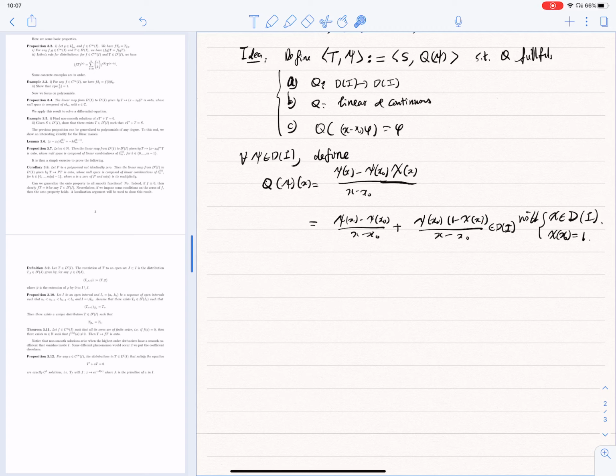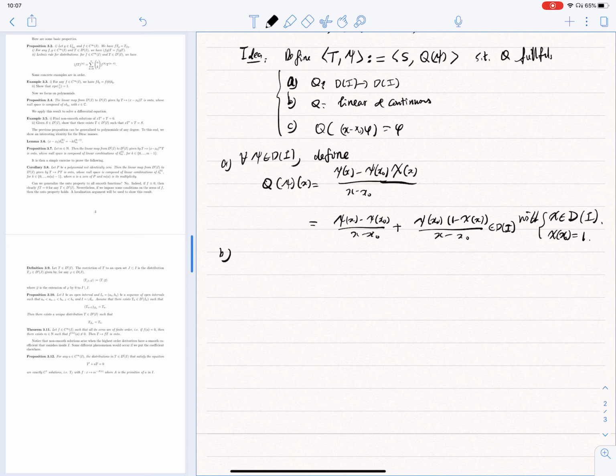Same thing here. This doesn't matter, and the support is also compact because of this representation. C infinity with compact support, so it's a test function. The first requirement is satisfied, right? So first requirement is all right, and secondly, it is a linear form, and we can show that it is continuous.